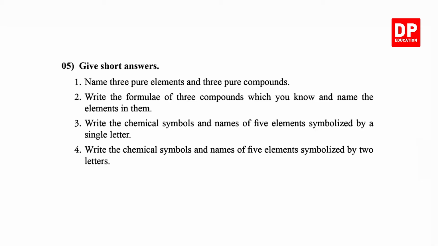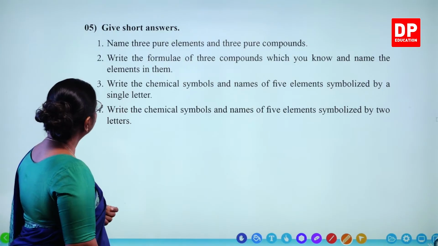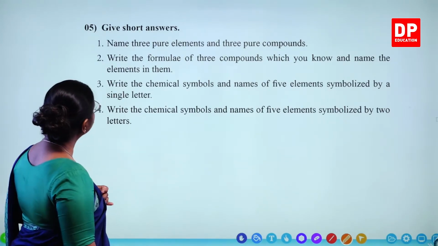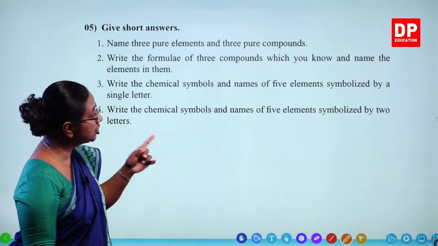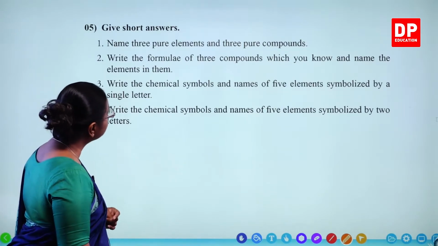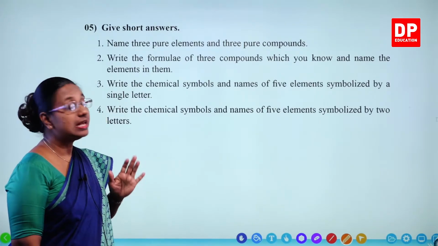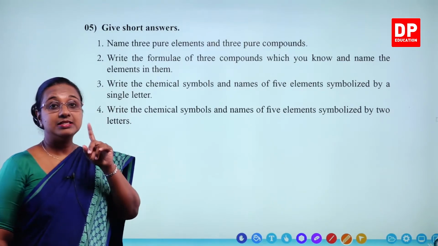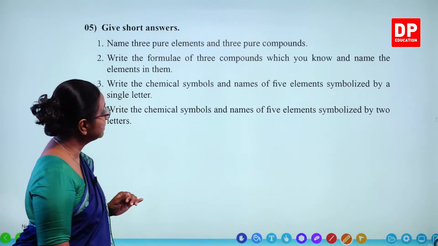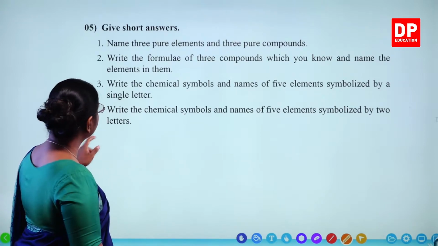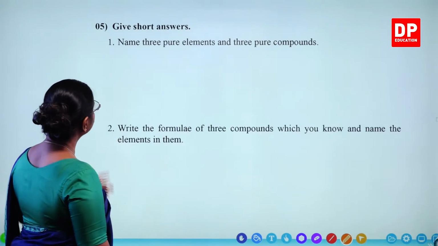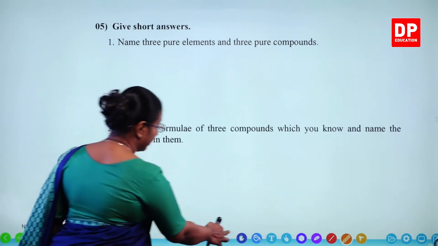Give short answers. That is your fifth question. The first one under that is name 3 pure elements and 3 pure compounds. Second one, write the formulae of 3 compounds which you know and name the elements in them. Then the third one, write the chemical symbols and names of 5 elements symbolized by a single letter. Just one letter to symbolize the element. And the fourth one, write the chemical symbols and names of 5 elements symbolized by 2 letters. So then we will move on to the first one. Name 3 pure elements and 3 pure compounds.